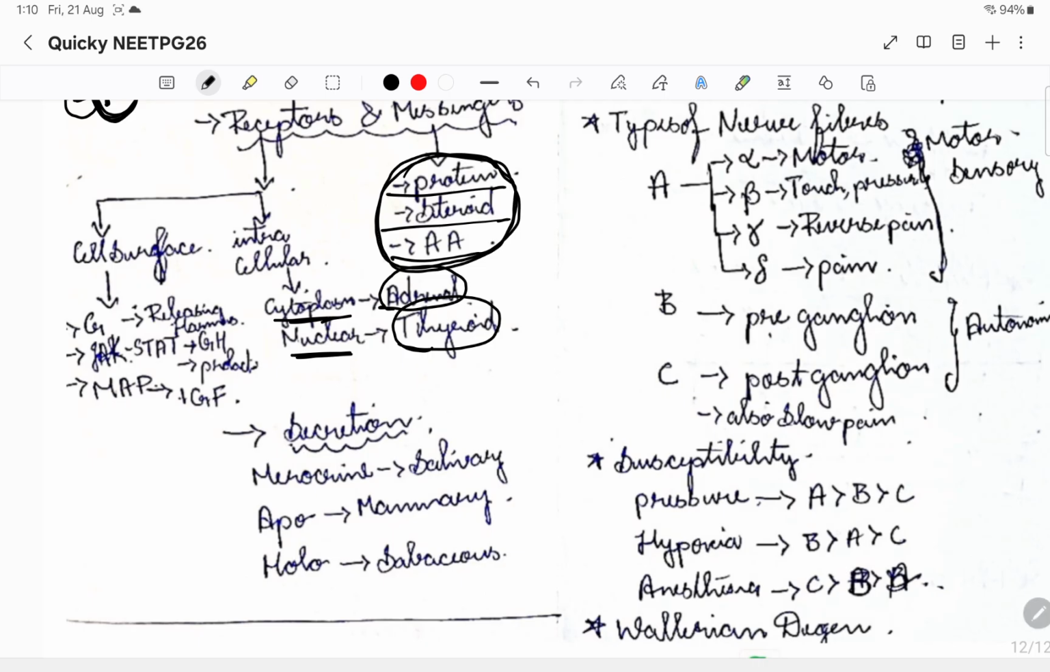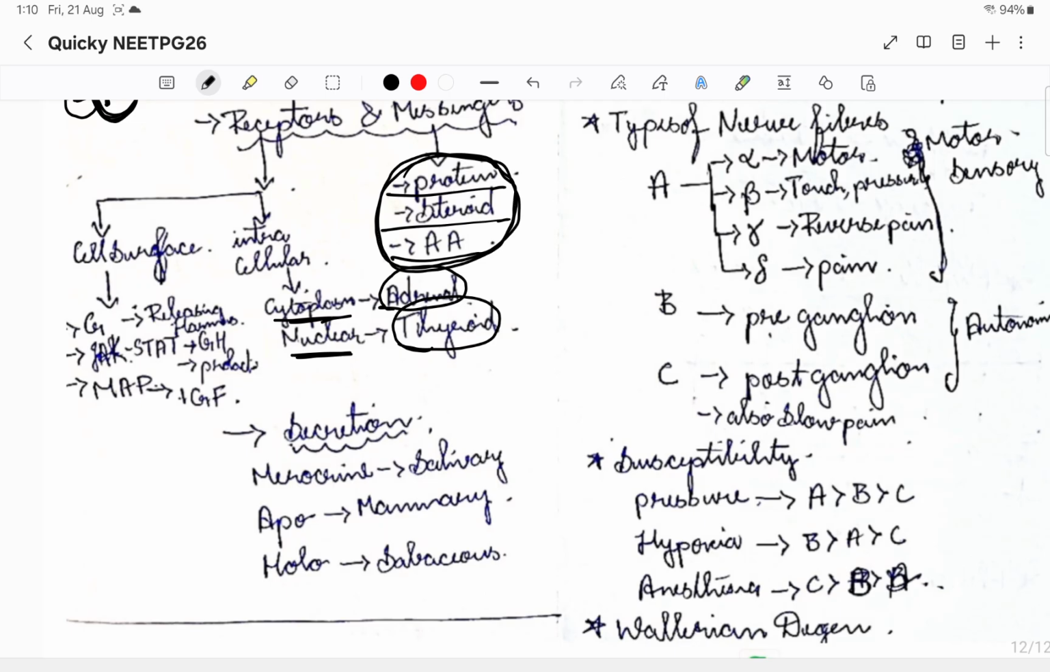Then coming to cell surface, there are mainly three types of receptors. One is G protein coupled receptor, JAK-STAT receptor, then MAP receptor. G protein coupled receptor is for all the releasing hormones, for example thyroid releasing hormone, corticotropin releasing hormone. All these releasing hormones will go and bind to the cell surface through G protein coupled receptors.